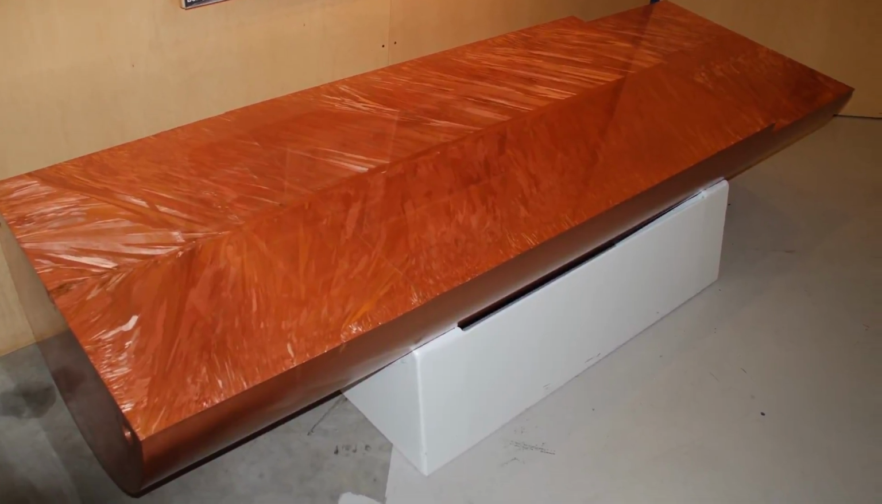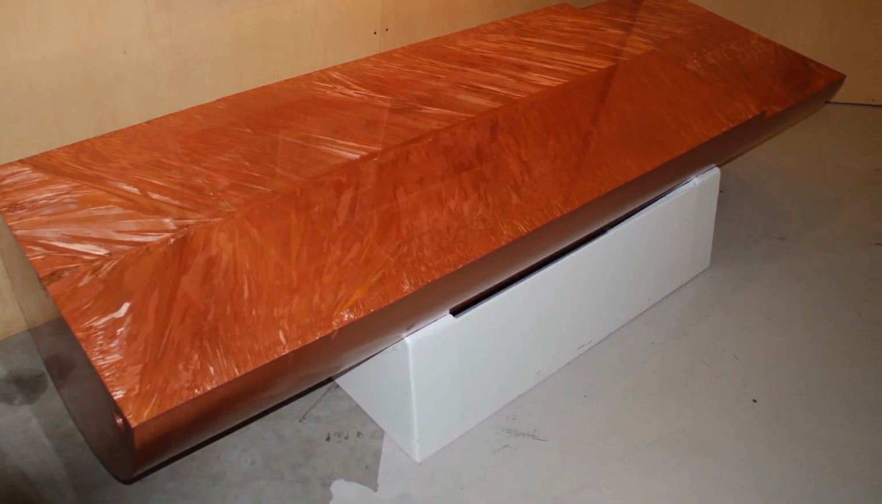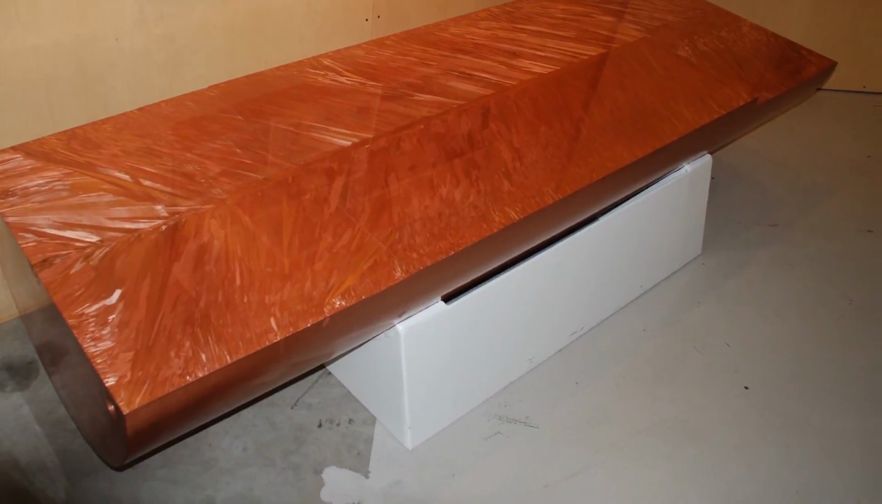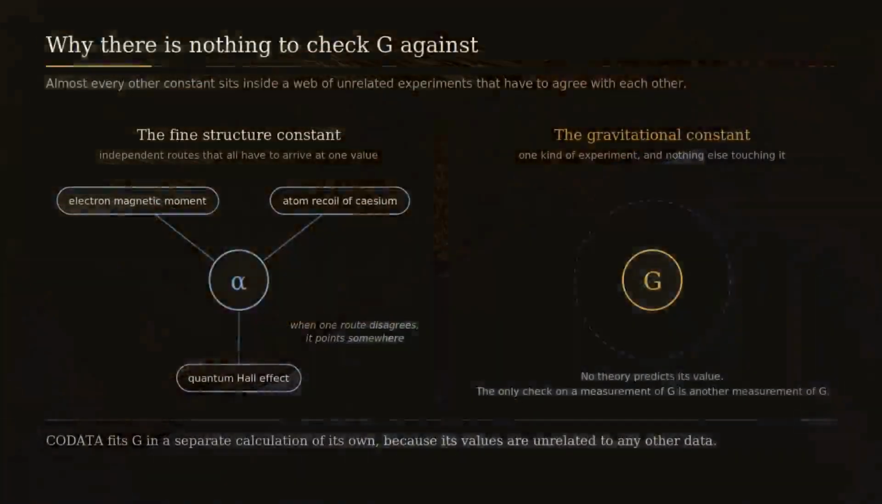The other half does more damage. Almost every other fundamental constant sits inside a web. The fine structure constant can be reached by several completely unrelated kinds of experiment, and all of those roads have to arrive at the same place. When one of them does not, the disagreement is visible and it points somewhere. Nothing like that exists for gravity.